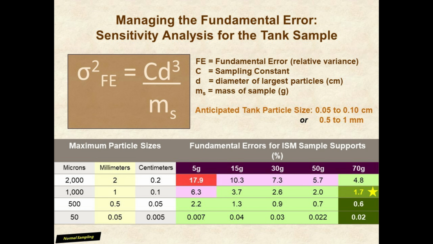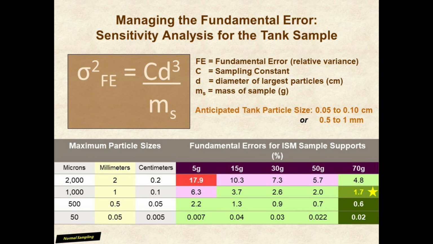The worst-case scenario is a fundamental error value of 17.9%, as shown in the 2 mm 5-gram pairing with the red highlighting. This result exceeds the generic level goal of a 15% fundamental error and is the only such exceedance in the matrix. The 15% fundamental error limit was considered a maximum fallback position if fundamental errors of less than 5% were not achievable. Pink shading highlights particle size mass pairings that exceed 5%.